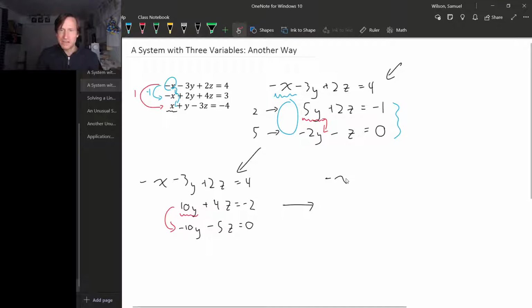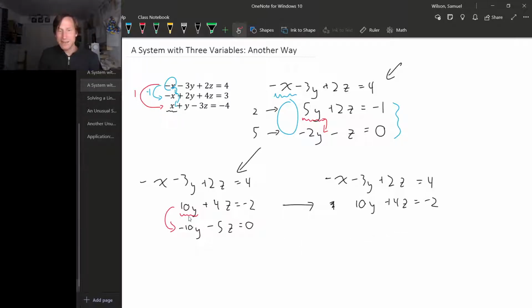Okay, so minus x minus 3y plus 2z equals 4. The second equation we're leaving alone. It's 10y plus 4z equals minus 2. And now we're adding the second equation to the third equation. That gets rid of all of the y's. So now we have minus z equals minus 2.